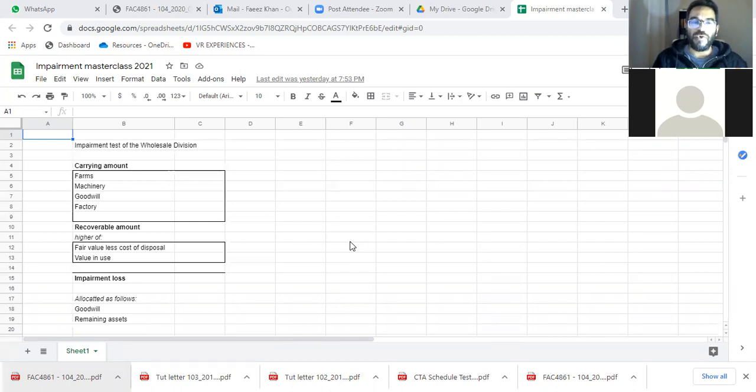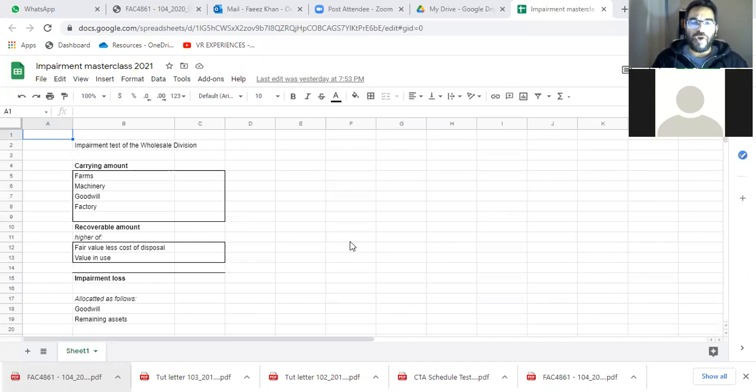Because you need to test goodwill for impairment annually, you will obviously have to do an impairment test on goodwill. However, goodwill cannot generate cash inflows independently. So you can't test goodwill for impairment as an individual asset. You have to test goodwill for impairment as part of the CGU. So as you can see, whether or not there was an indication of impairment, we still would have to test for impairment solely because the CGU includes goodwill. Very important to take note of that.